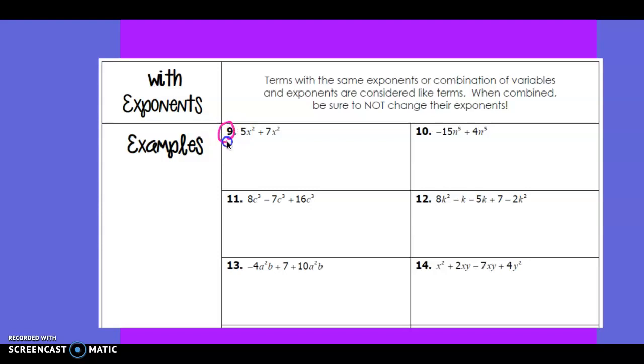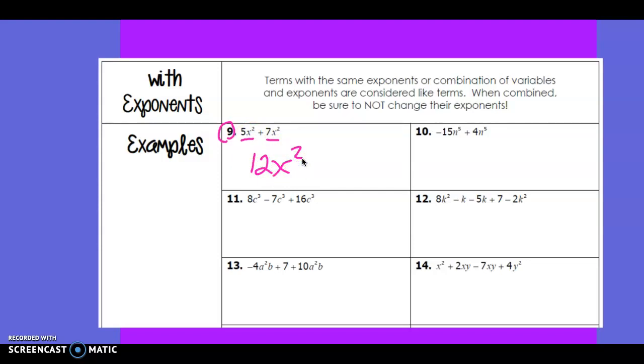So let's start with number 9. Number 9 says 5x squared plus 7x squared. So think about it. If I had 5x squareds in front of you and I gave you 7 more, how many would you have? You add the coefficients in front. These are like terms. So the answer is 12x squareds.